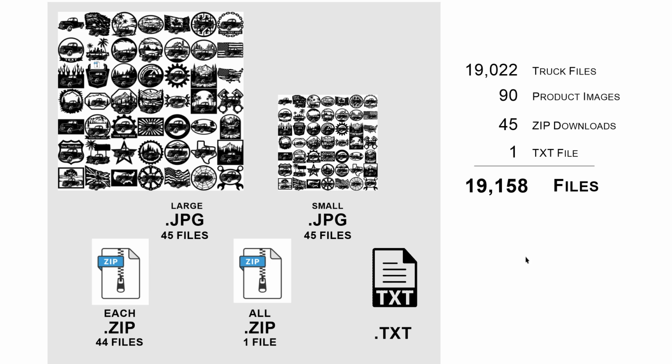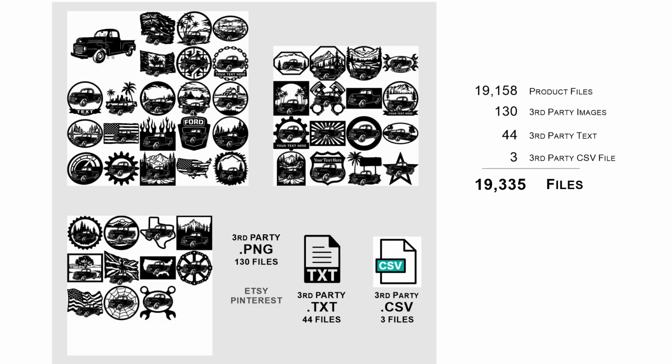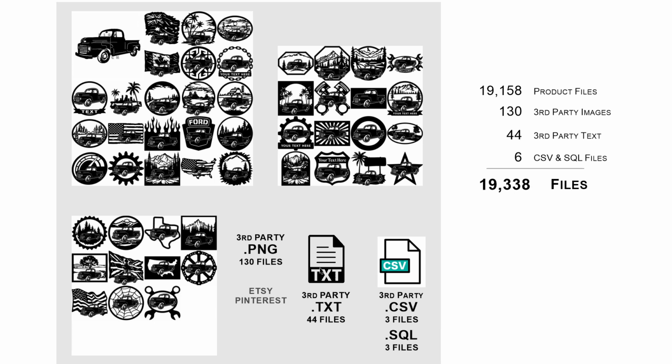19,158 files. And then we have PNG grid images, which are mainly for listing on Etsy and making short videos of each truck. And each truck set has some marketing text for listing on Etsy and Pinterest by way of CSV files to import on Etsy and Pinterest, and SQL files to import the products in my store on my website. So that brings us to 19,338 files. And these may be either grayscale with some shading or plain black and white like I show here.